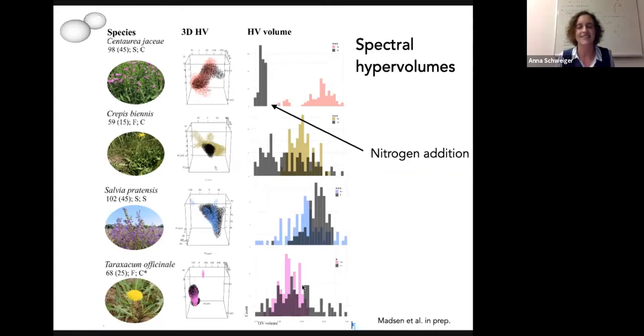So in the next step, Bjarke is going to relate the changes in spectral hypervolume size to trait measurements, and this is all pretty new and exciting for us.